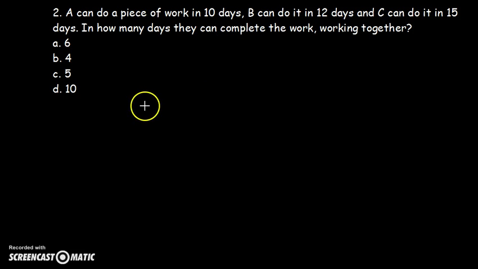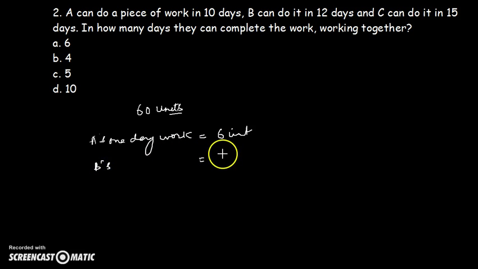I mean, we can take the work to be of 60 units. If we take the work to be of 60 units, since A can finish it in 10 days, A's 1 day work will be 6 units, and B's 1 day work will be 60 upon 12, 5 units, and C's 1 day work will be 60 upon 15, which is 4 units.